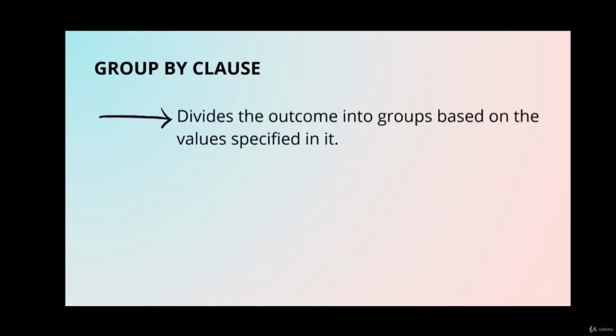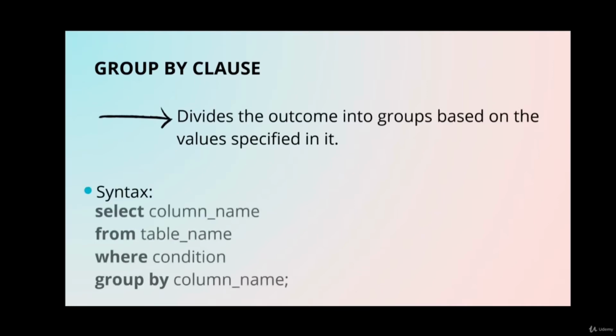The next clause that we are going to study is the group by clause. Group by clause is used to divide the outcome into groups based on the values specified in it. It is used with select query to arrange identical data in groups. Group by clause must always follow where condition. The syntax for group by clause is select column name from table name where condition group by column name.